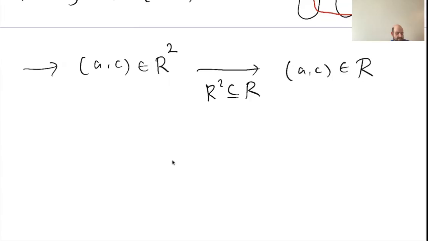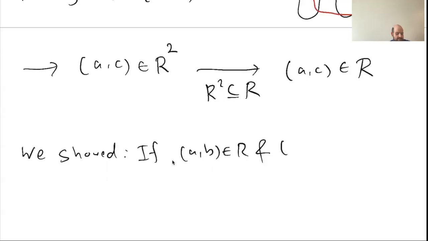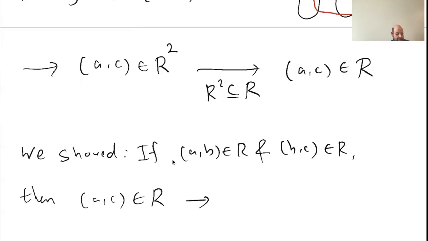So this shows that the relation is transitive. So we showed that if (a, b) is in R and (b, c) is in R, then (a, c) is in R. So that means R is transitive.